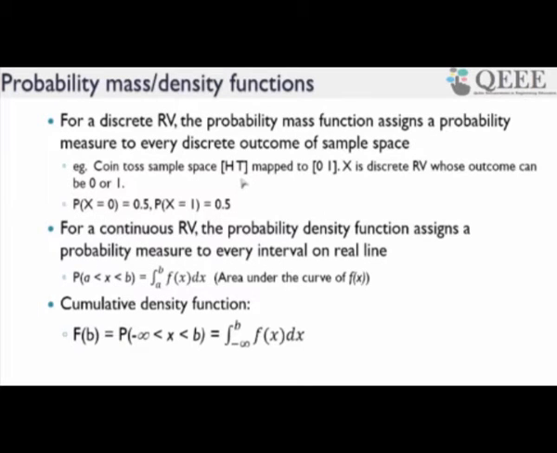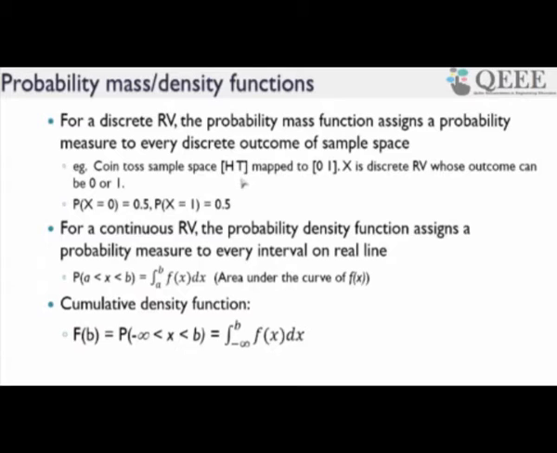For a discrete random variable, we define what is called a probability mass function. It assigns a probability measure to every discrete outcome of the sample space. In the case of coin toss, as we already discussed, heads or tails are the outcomes, and the probability of head equals the probability of tail equals 0.5 if it's an unbiased coin, right? So there is an equal probability of you getting either head or tail. This is how the probability mass function is generally defined for discrete random variables.